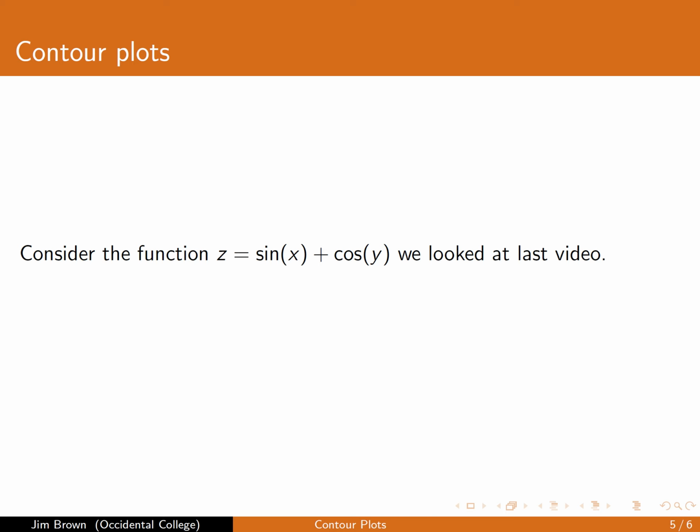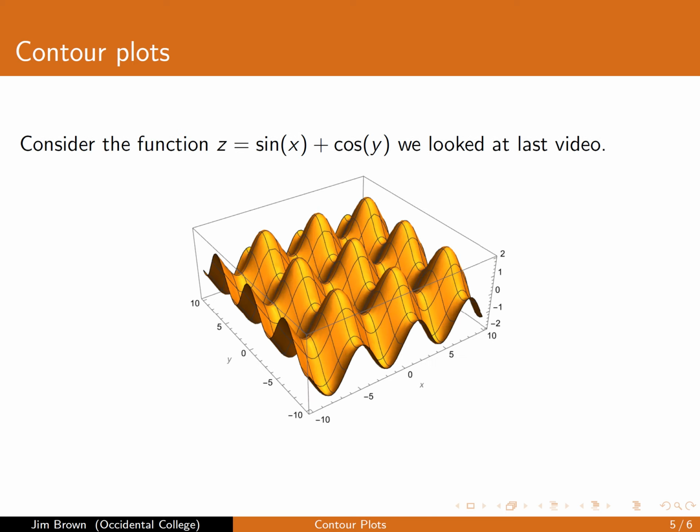So another function we looked at last video is sine x plus cosine x. So remember, this was this messy kind of up and down bumps everywhere. Notice some of these are going up to 2 and some of them are going down to -2 and somewhere in between with these waves. So if we fix a value of z, what is this going to look like?